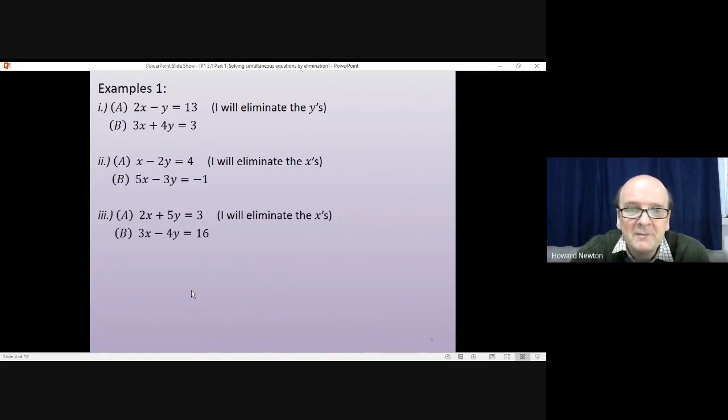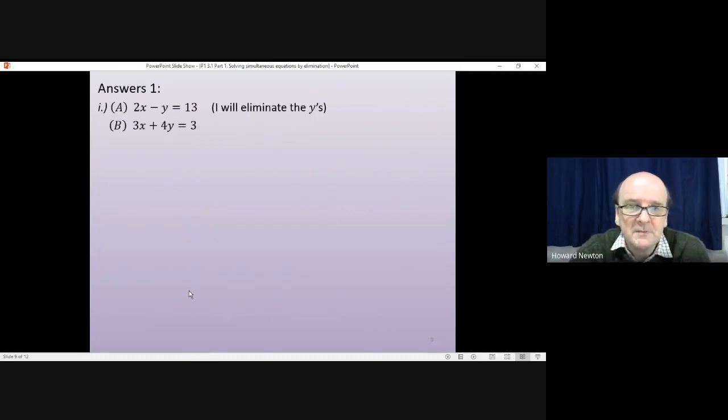Okay, we'll have a look at these together. So the first question, 2x minus y is 13 and 3x plus 4y is 3. I'm going to eliminate the y's. Well, I've got 4 in the second equation, 1 in the first. So I'll do 4 times equation A. 4 times A gives me 8x minus 4y is 52. Equation B I'm not going to do anything to. And I've made the number of y's the same.